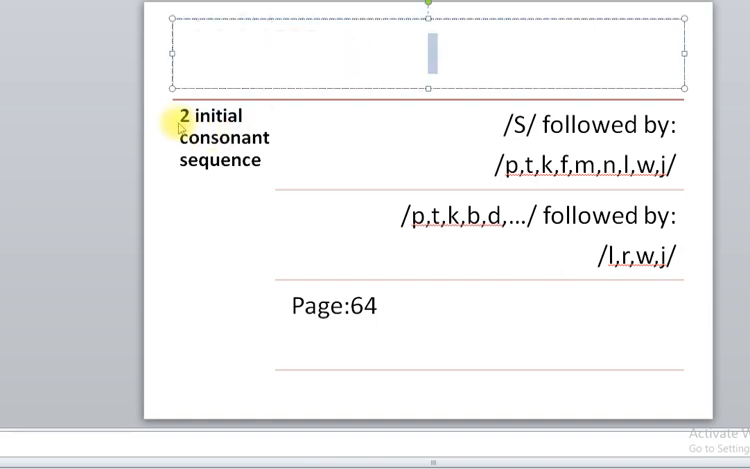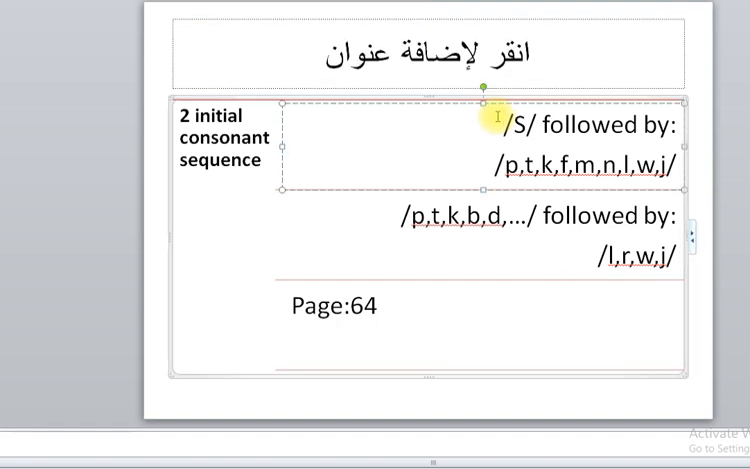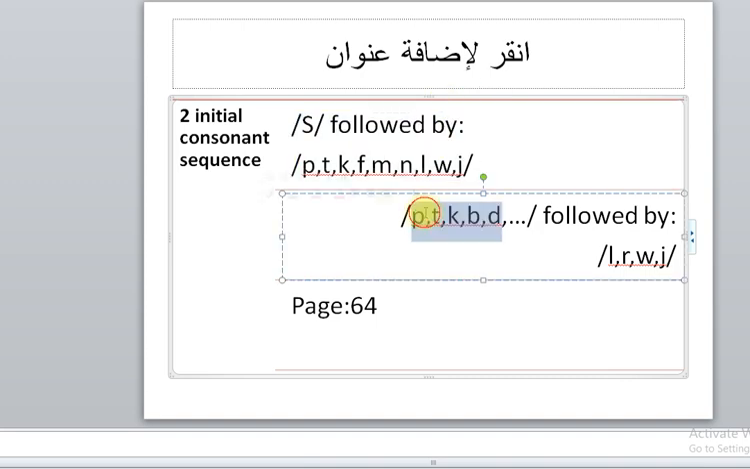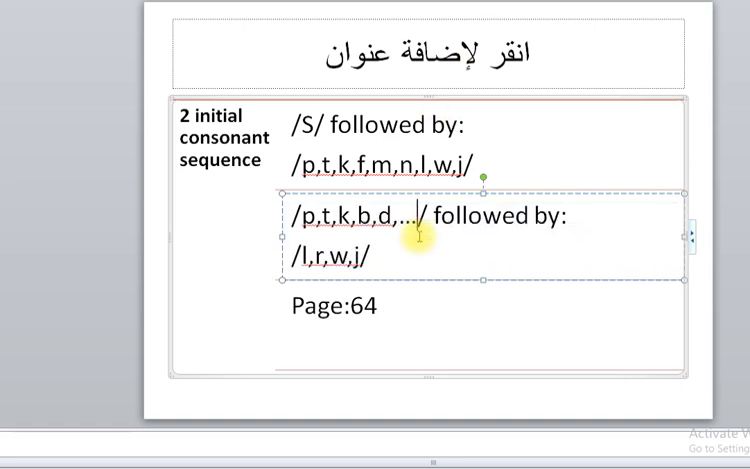So let us see now the cases of initial consonant sequences. Okay, we have in case of two consonant sequences, you remember the cases that we talked about? You remember on page 64? I guess you remember on page 64, if you have your books now before you, we have two cases.